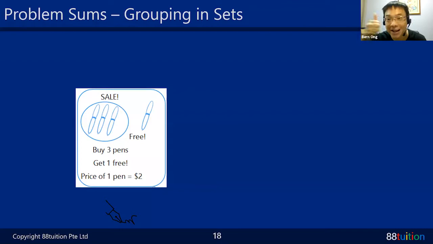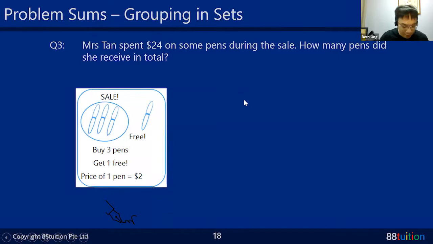So why is it 16? Can we look at this question together? Those of you who never get it correct, please take a look. Mrs. Tan paid $24 on some pens. How many pens? I don't know, I'm supposed to look for that. Let's take a look at the promotion. For instance, you go to Popular Bookshop and they say, Sales! Buy 3 pens, you get 1 free. Wow, nice! But this one pen is how much? This one pen is $2.